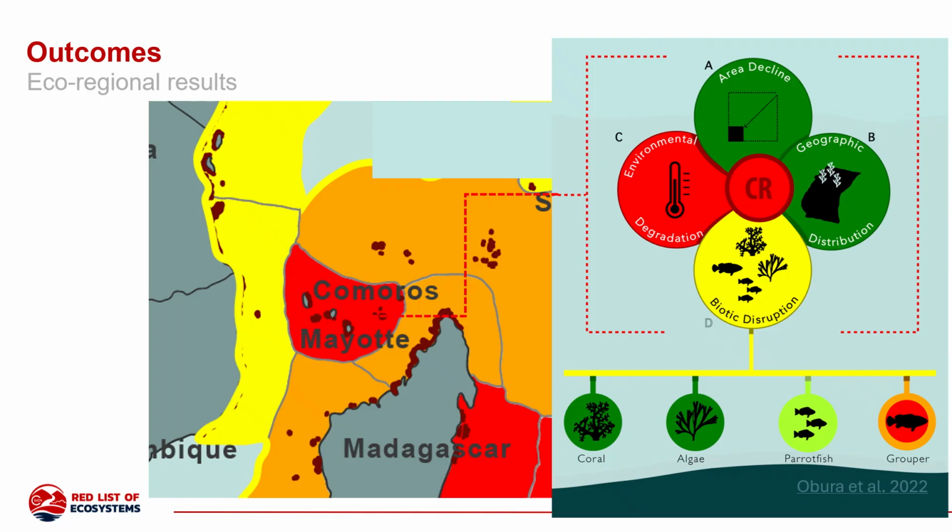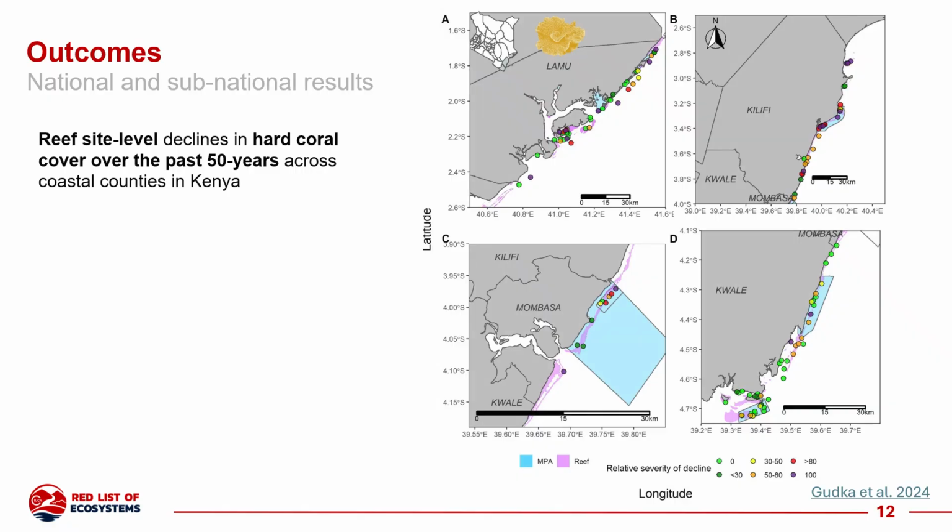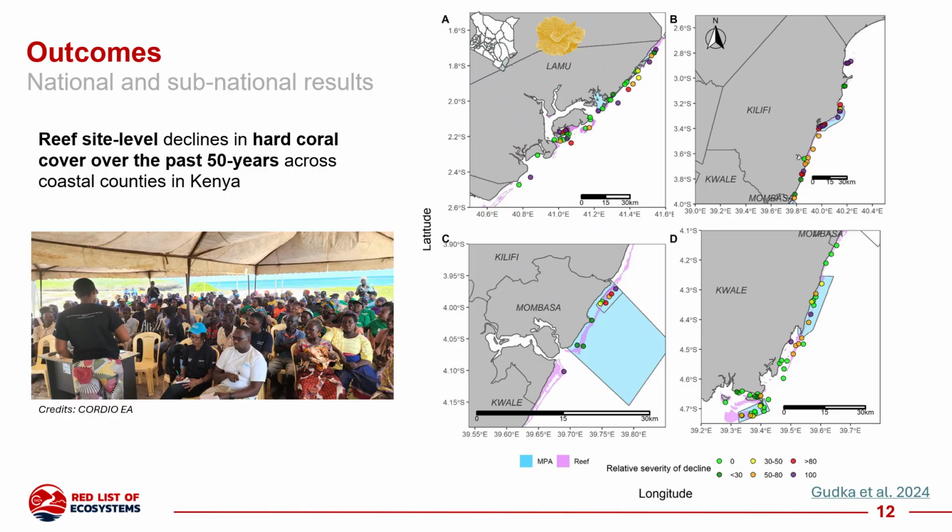And finally, at the finest scale, we can explore reef site level declines for specific indicators assessed under Criterion D. In this example, the coloured points on the map present the magnitude of hard coral cover decline at individual reef sites across the 4 coastal counties of Kenya. For instance, green points show sites with no decline and purple sites show collapsed sites. These multi-scale outcomes help inform conservation policy and management at multiple levels, from regional frameworks to national strategies and local reef action plans.